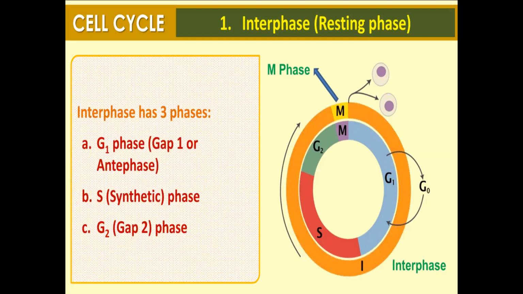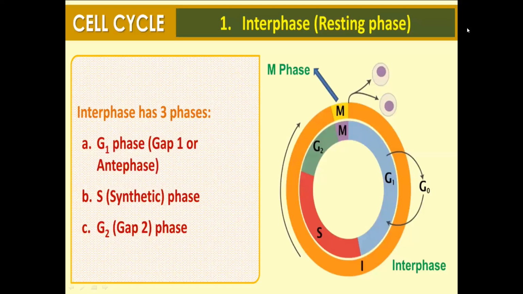Then interphase has three phases. That is G1 phase or gap 1 phase, S or synthesis phase, G2 or gap 2 phase. Okay, so you'll copy this. Gap 1, synthesis phase and gap 2 phase.